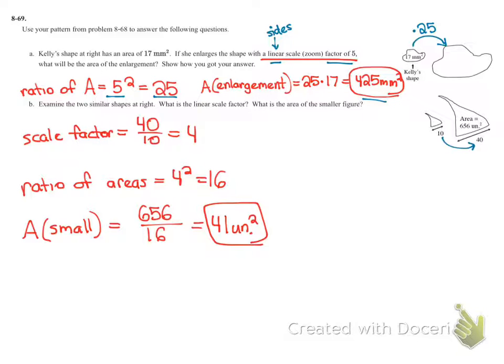And then it asked us to find the area of the smaller one. Since the scale factor is 4, I know that the area of the larger figure is 16 times as big as the area of the original, 4 squared. So if I know the area of the larger figure, then I can divide that by 16 to get the area of the smaller figure, which must be 41 units squared.